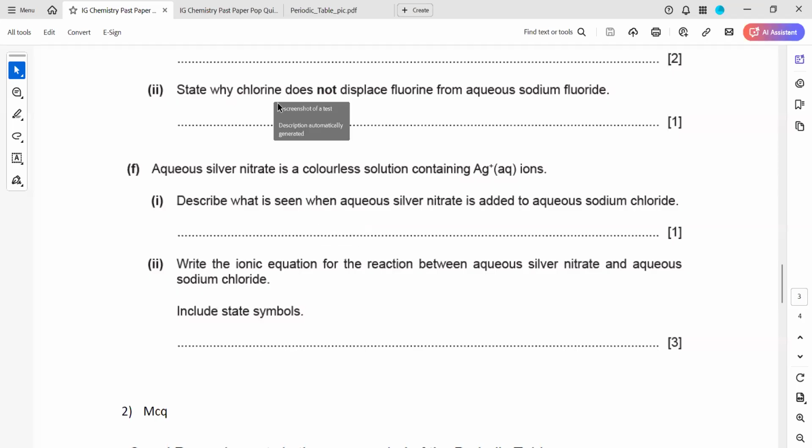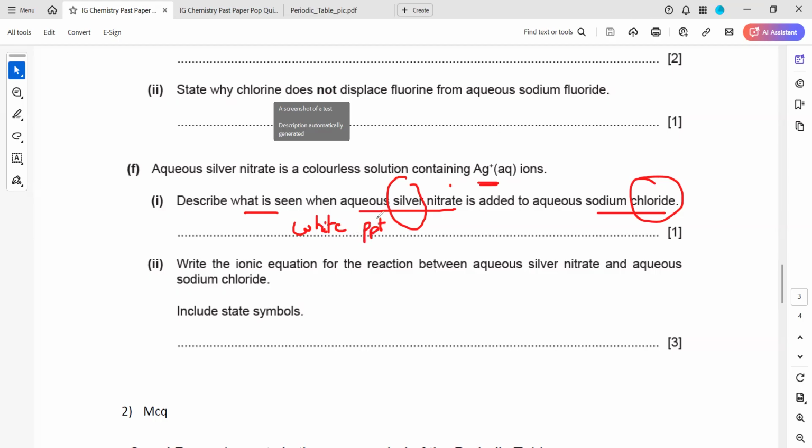Silver nitrate is a colorless solution which contains a silver ion. Describe what is seen when aqueous silver nitrate is added to sodium chloride. When aqueous silver nitrate is added to sodium chloride, what will the product be? The silver will combine with the chloride ion, so it will form silver chloride. And what is the appearance of silver chloride? You have to learn the appearance of silver chloride. It is a white solid or white precipitate.